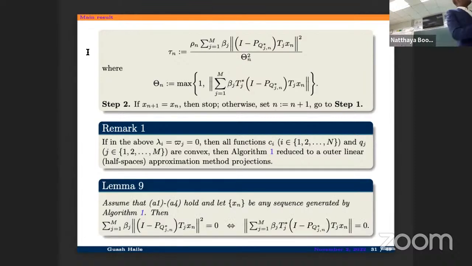So we have the first result, Lemma 9. Assume that assumptions 1 up to 4 hold, and let xn be any sequence generated by algorithm 1, then this one is 0 if and only if this is also 0. Actually it seems they are similar, but they are different. You can see here we have the adjoint of the operator.